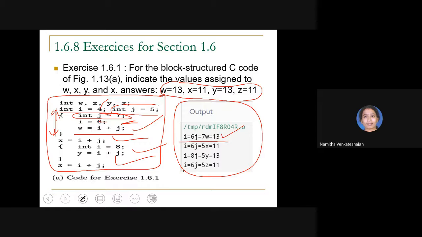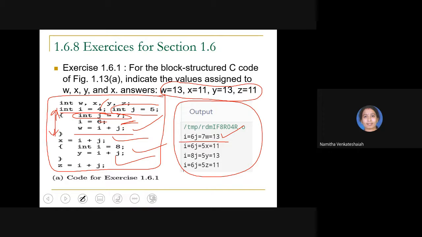Okay, so you had the declaration twice, but inside the block, the value that is declared inside the block will be considered. Similarly, inside the block, the most recent updated value of I will be considered. And similarly for X, which value of I will be taken? Obviously, the updated value of I, that is 6, will be taken.